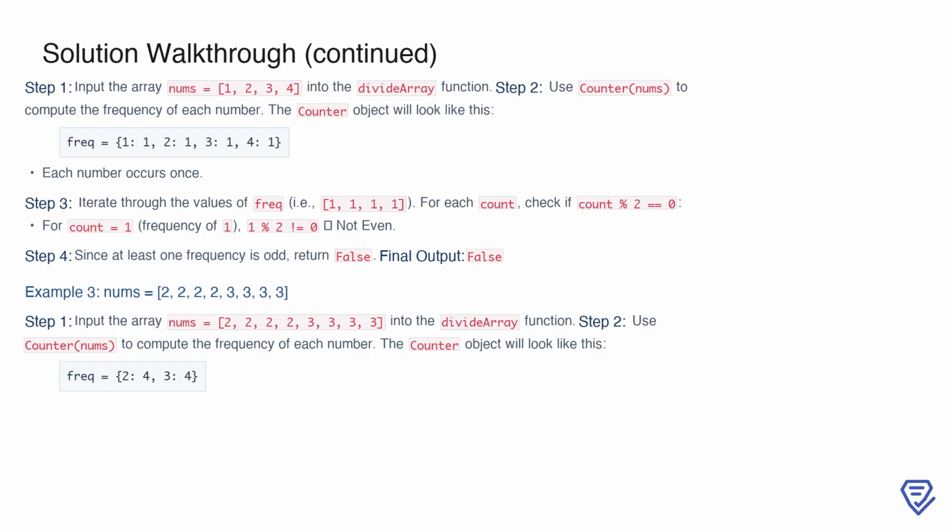For count equals 1, the frequency of 1, the modulus operation shows that it is not even. Since at least one frequency is odd, it is not possible to divide the array into equal pairs. As a result, the function returns false. The final output in this case is false.